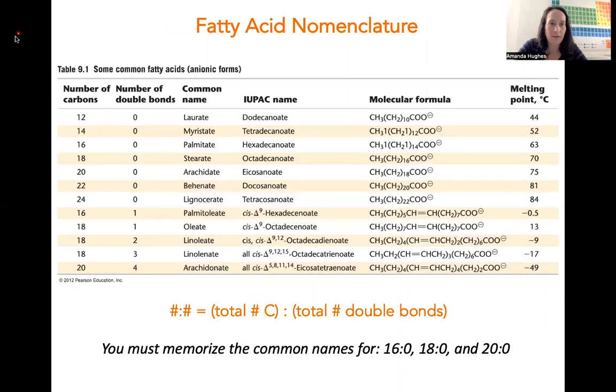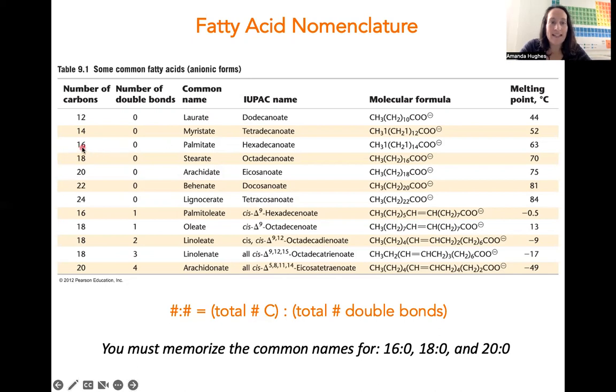This is a table from your book, table 9.1, and it lists a bunch of different common fatty acids as well as gives their melting point over here. But I want to draw our attention to a few fatty acids that you're going to have to memorize. Only 3, don't worry. And then how we shorthand that notation to make it a lot simpler to be able to think about and draw. So the 3 you'll have to memorize are going to be palmitate or palmitic acid, stearate or stearic acid, and arachidate or arachidic acid.